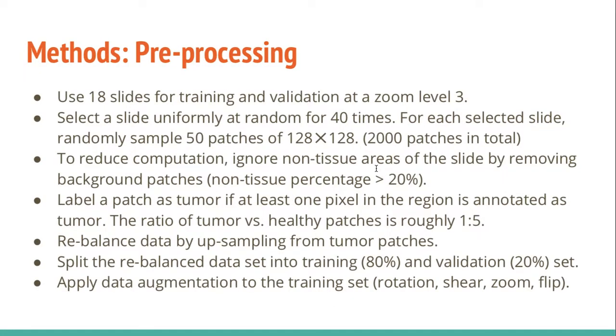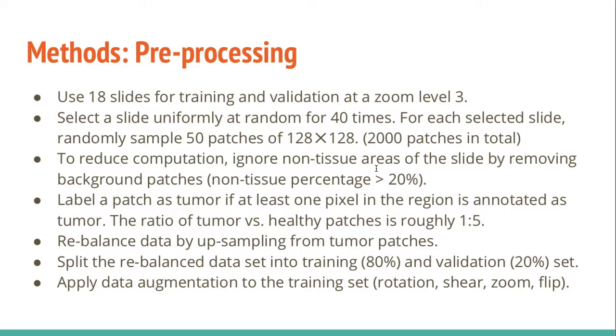For pre-processing, I use the 18 slides for training and validation at a zoom level 3. The way I select the patches is to first select a slide uniformly at random 40 times. For each selected slide, I randomly sampled 50 patches of 128 times 128. So I got 2,000 patches in total.